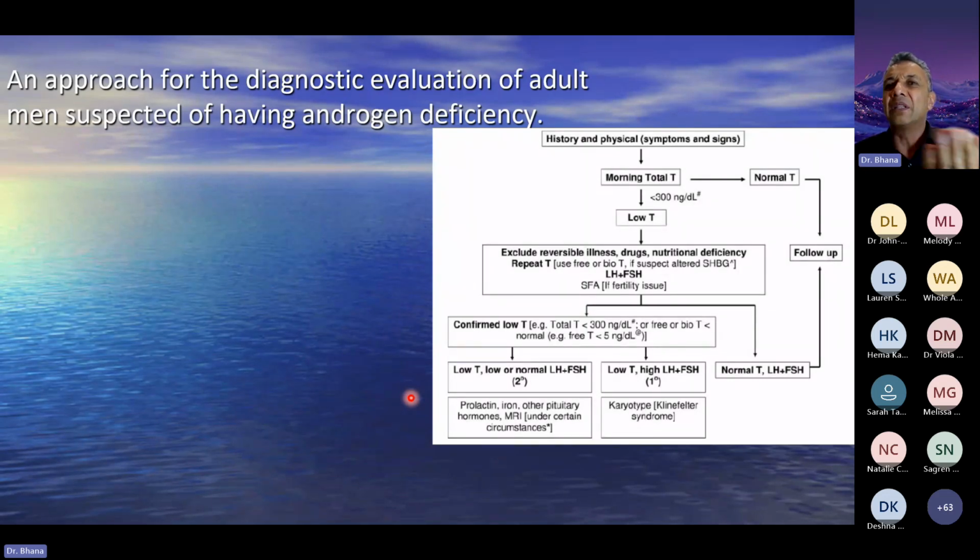There's an algorithm in terms of how you can test for testosterone and your workup in terms of cause. You can see that this is an international paper because of the way they measure testosterone, but by and large, you're looking at LH, FSH, trying to work out whether it's primary or secondary, and I'm going to touch on that.